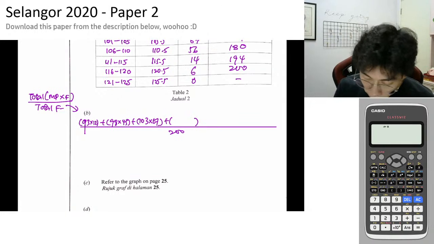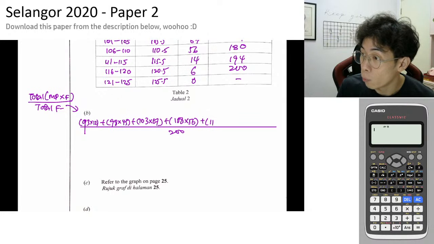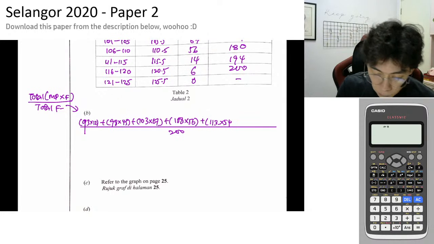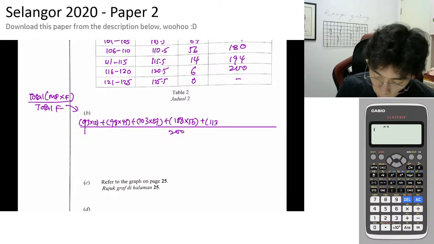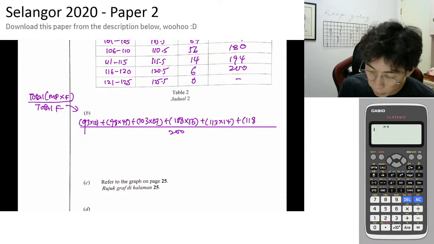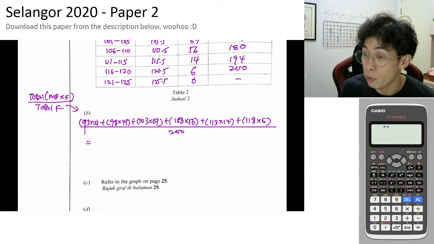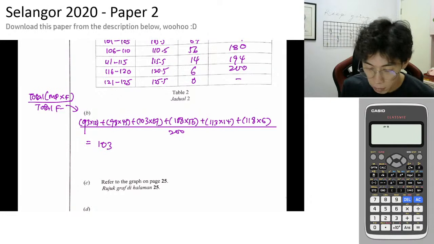Then after that, 108 times 56 plus 113 times 14. And then the next one, you have 118 times 6. And of course, the 0 you can ignore. Then equals to, let me tell you the answer, 103.8.